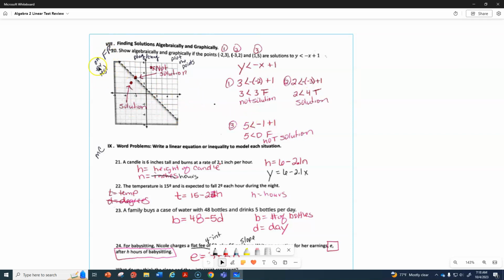This question is on the test. It is exactly like this. It is considered a free response because you've got to do the work. Just remember, graphically, you're plotting the points. Algebraically, you're doing plug and chug. That's all there is to it.